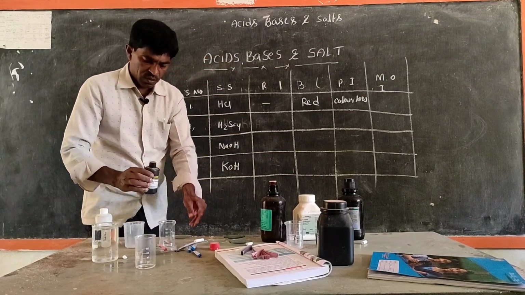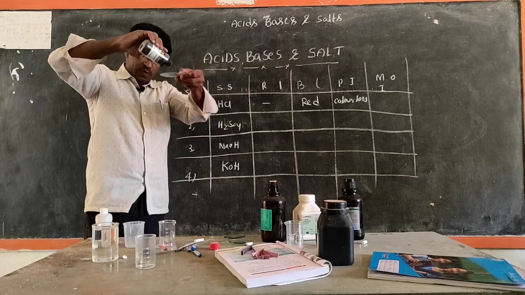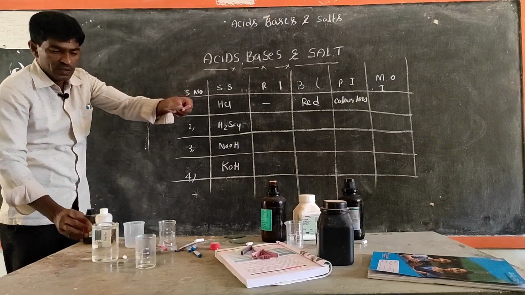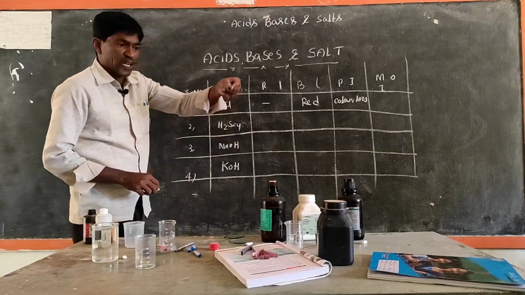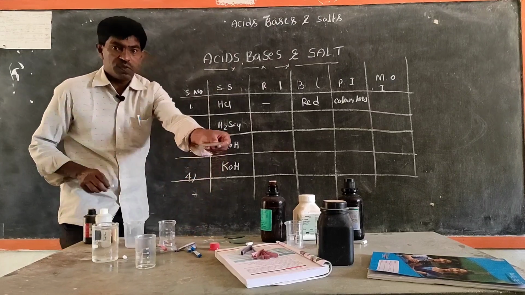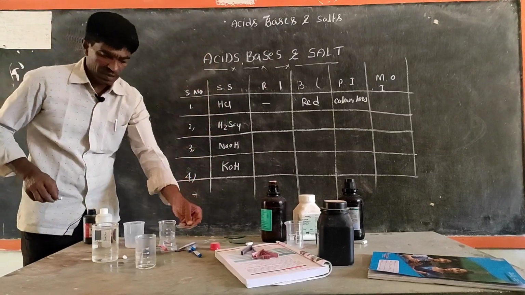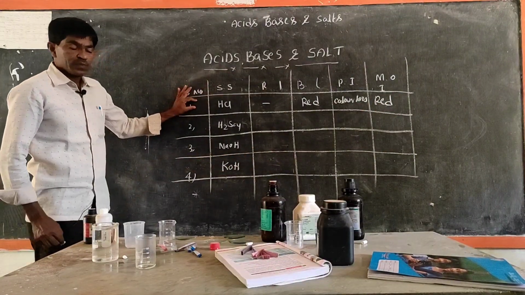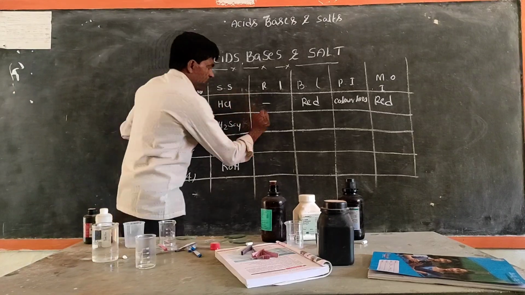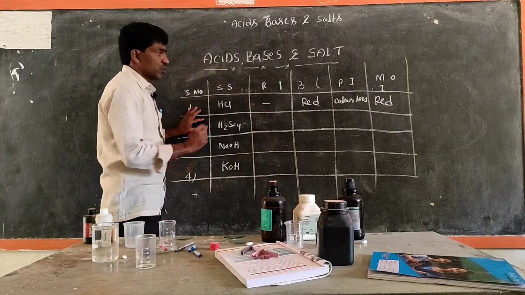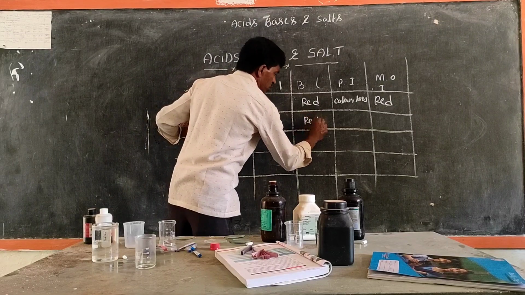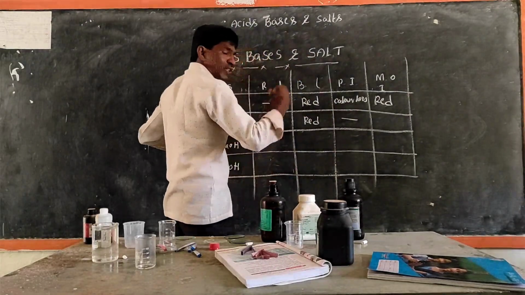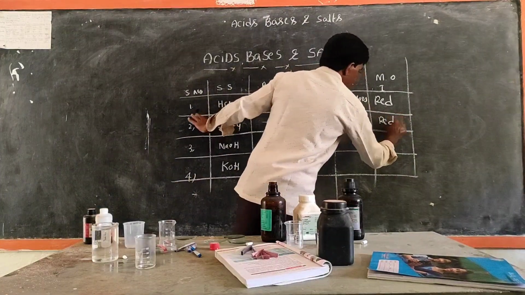Observe the color, it is red. We observe the red color. So acids turn methyl orange red. Similarly, with H2SO4, there is no change in red litmus. Blue litmus turns red, phenolphthalein indicator is colorless, and methyl orange indicator is red.